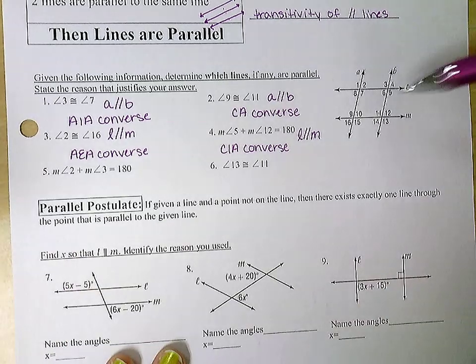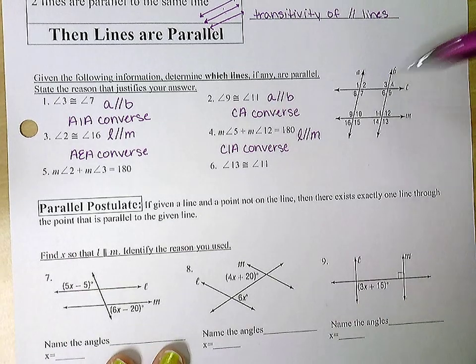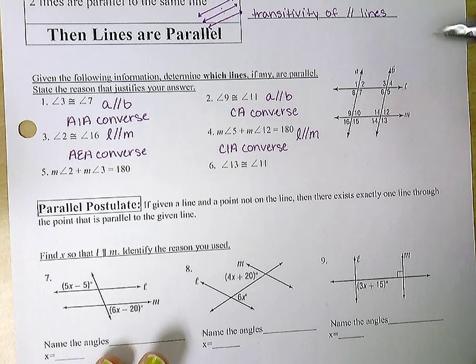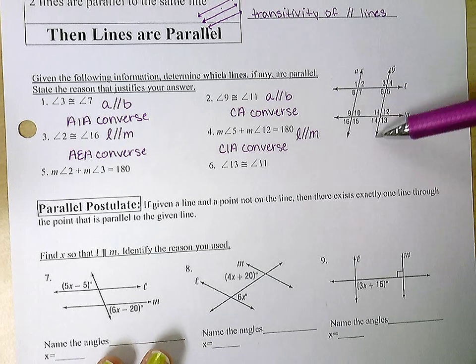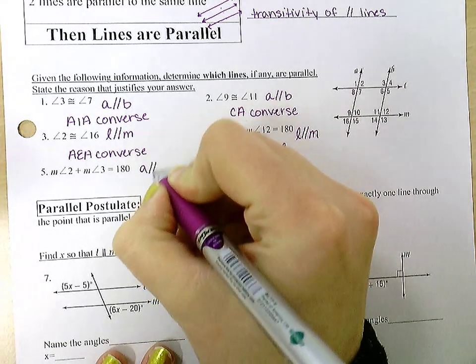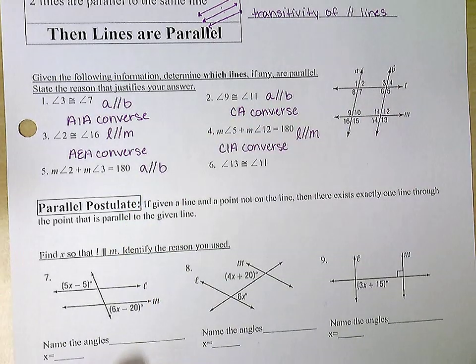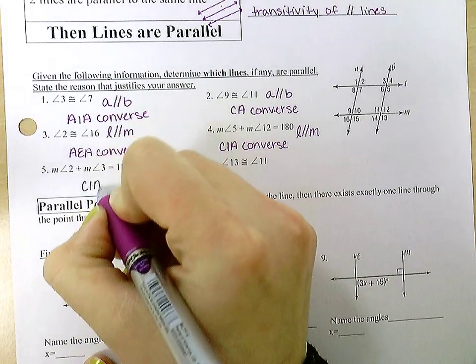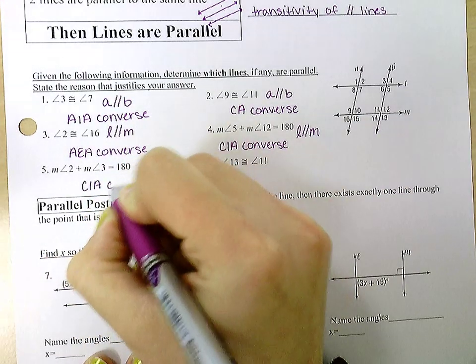Okay, then number 5, we have angle 2 and angle 3. Okay, line L is your transversal. So lines A and B are what we're trying to prove are parallel. And those would be parallel by the consecutive interior angle converse.